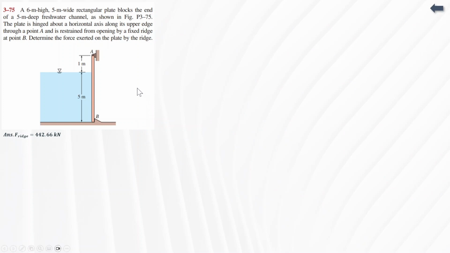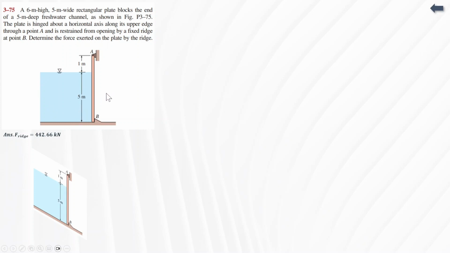Here's another problem. This one is pretty straightforward. We have a 6 meter high, 5 meter wide rectangular plate at the end of a 5 meter freshwater channel, as shown in the figure below. The plate is hinged about a horizontal axis on its upper edge through point A. It is restrained from opening by a fixed ridge at point B. Determine the force exerted on the plate by the ridge. This is the ridge here at point B. So essentially, we're going to get the resultant force, then the center of pressure so that we know exactly where it's being applied.